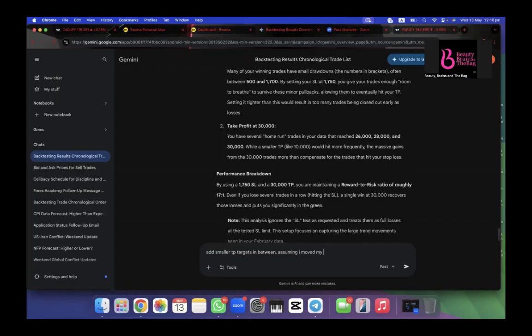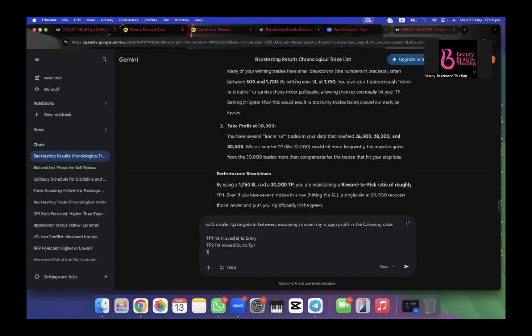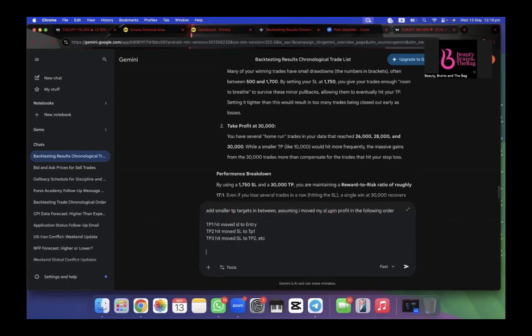Assuming I moved my SL up in profits in the following order: TP1 hit, move SL to entry; TP2 hit, move SL to TP1; TP3 hit, move SL to TP2; TP4.